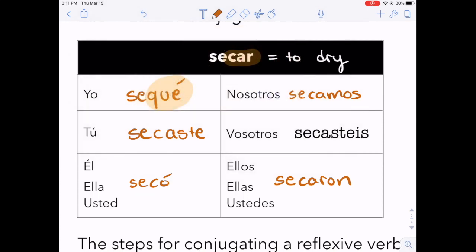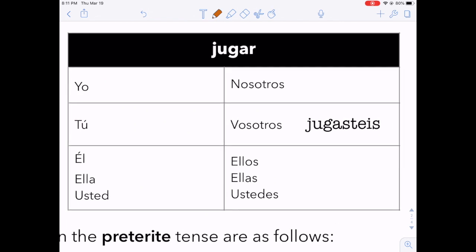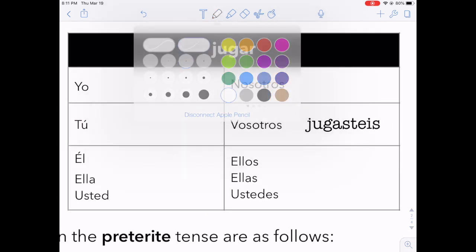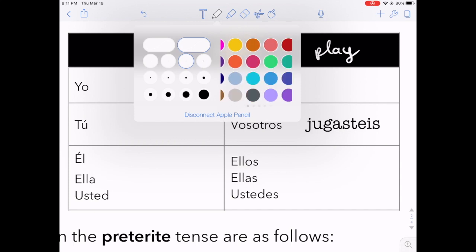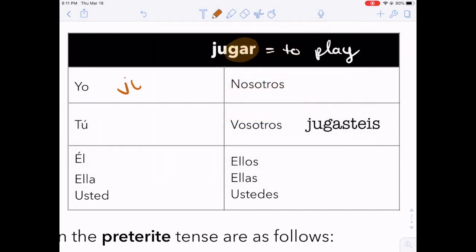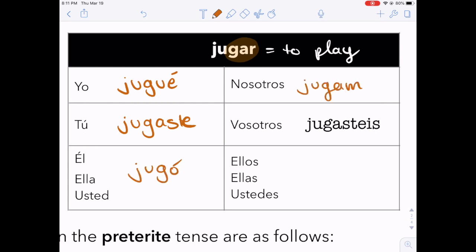Similarly, on our next conjugation chart, we have jugar. Jugar means to play. Now, jugar is a GAR verb, so that's going to give us a special ending in the O form. We want to say jugué, but we need to put that U so we can keep that sound the same. That'll follow with jugaste, jugó, jugamos, jugasteis, y jugaron.